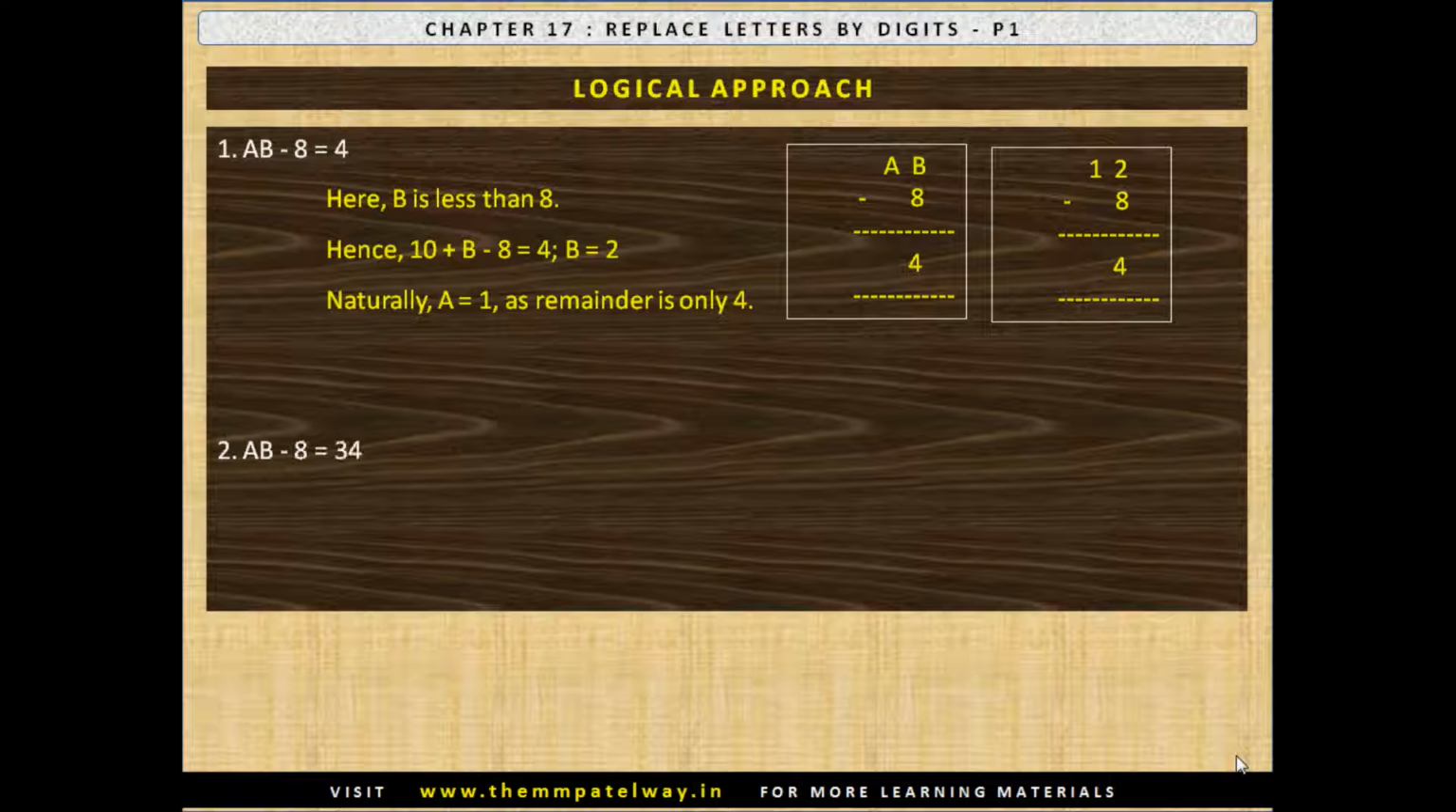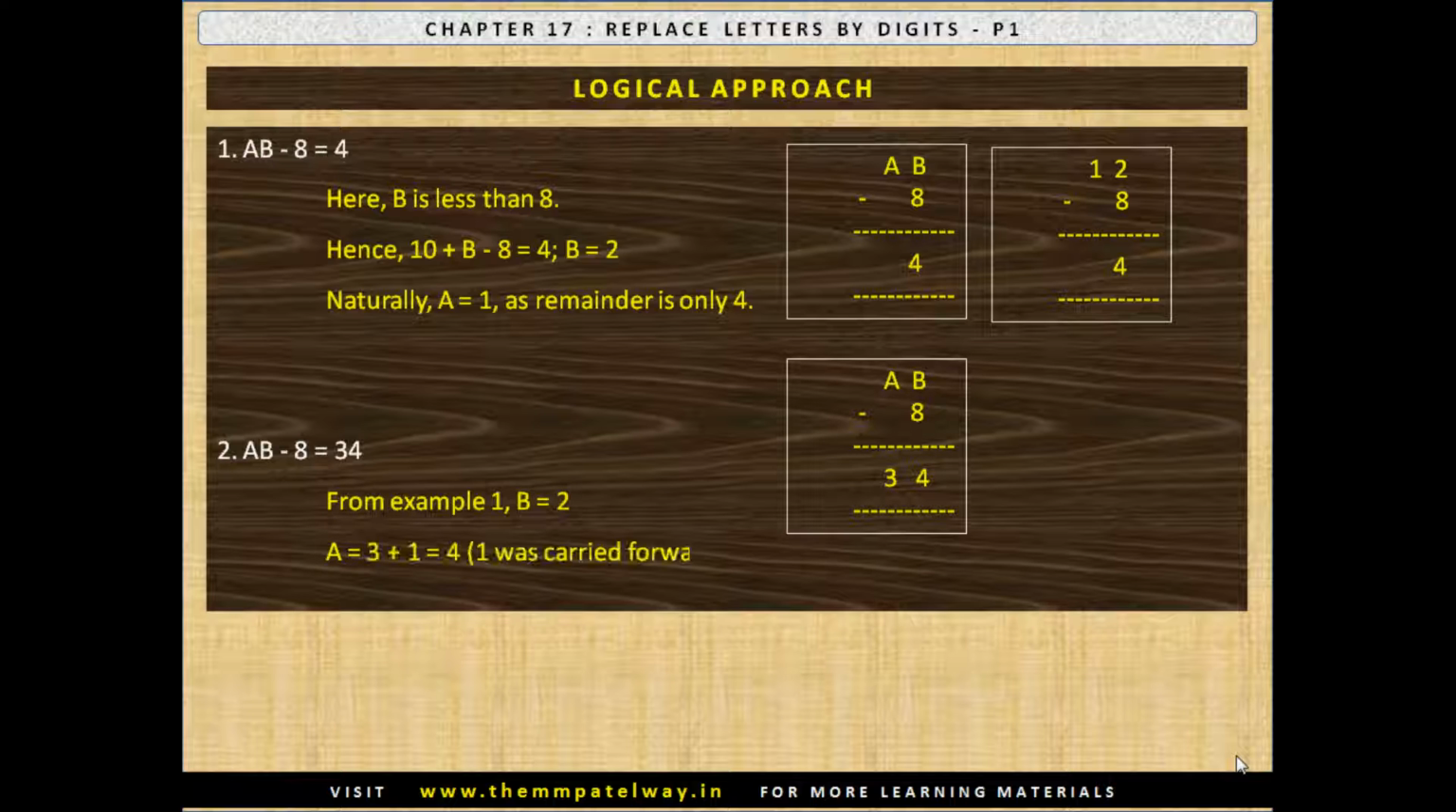Number 2, AB minus 8 equals 34. We have learned from example 1 that B will be equal to 2. A will be equal to 3 plus 1, that is 4, as 1 was carried forward to unit position. And therefore the answer will be 42 minus 8 equals 34.